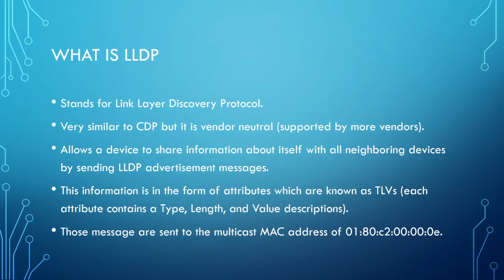And like with CDP, once a neighboring device receives an LLDP advertisement message, it will not forward that message on to neighboring devices. So that message stays on the same link, on the same network segment. Essentially, if I receive an LLDP advertisement message from my neighbor, I'm not going to forward that onto my neighbors, okay? Instead, I will send my neighbors an LLDP advertisement message about myself.